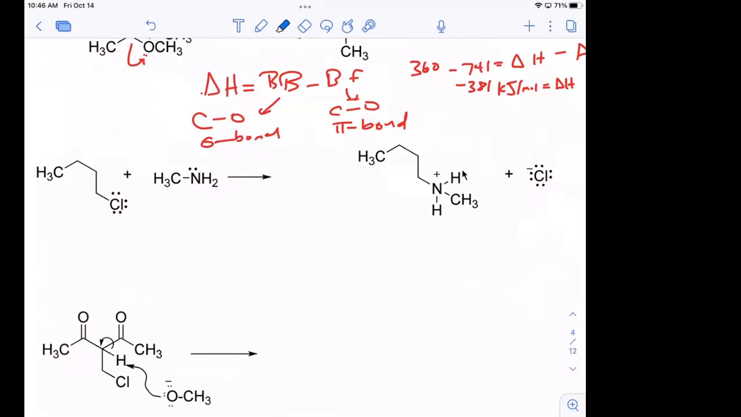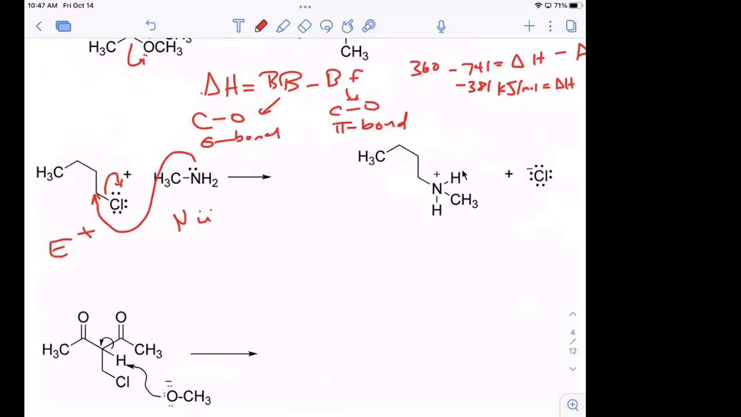Does anybody have the nucleophile identified? Which one is it? This is the nucleophile. Good. By default, that's the electrophile. Anybody put the arrows in here? What did you do? Right here? Great, excellent. That's exactly right. So now, let's do the thermodynamics.